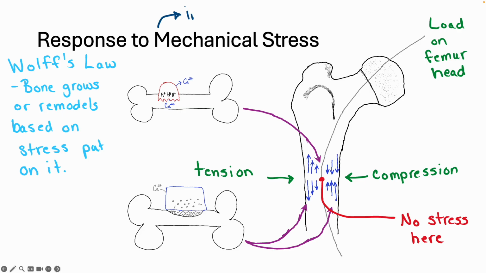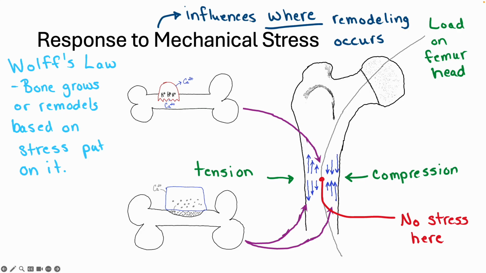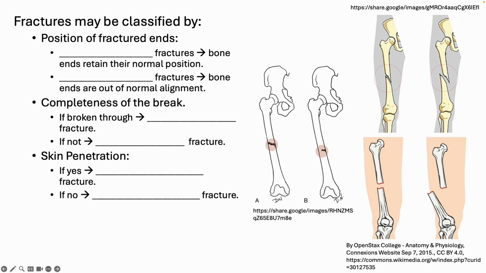All right, so what I want to emphasize here is what I said at the start, that the response to mechanical stress influences where the remodeling occurs in the bone. All right, fractures represent one form of a homeostatic imbalance when it comes to bone.